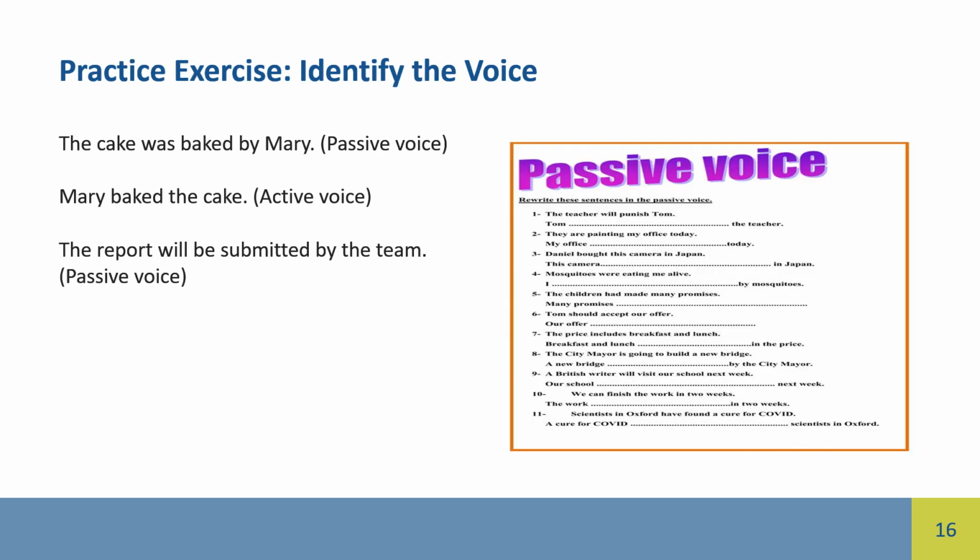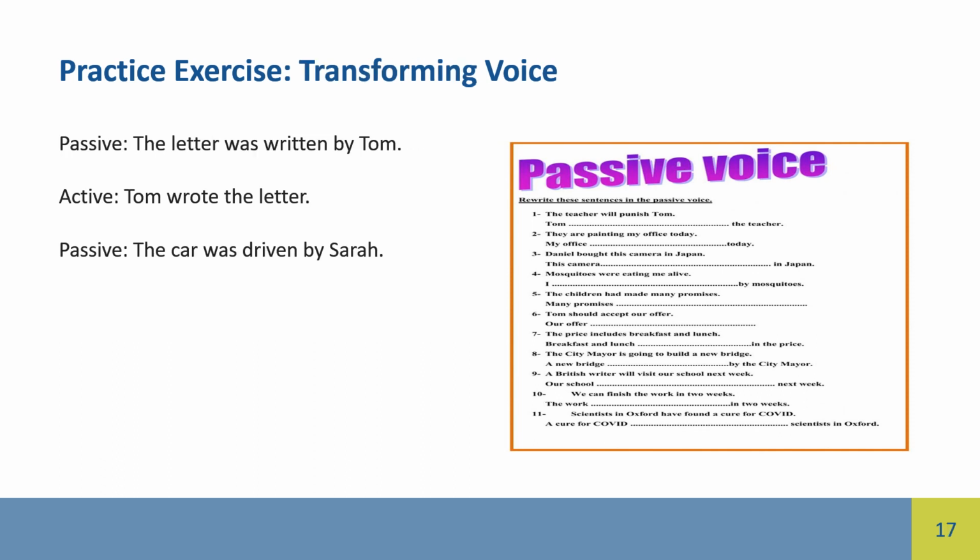Practice exercise. Identify the voice. The cake was baked by Mary. It is passive voice. Mary baked the cake. It is active voice. The report will be submitted by the team. It is passive voice.